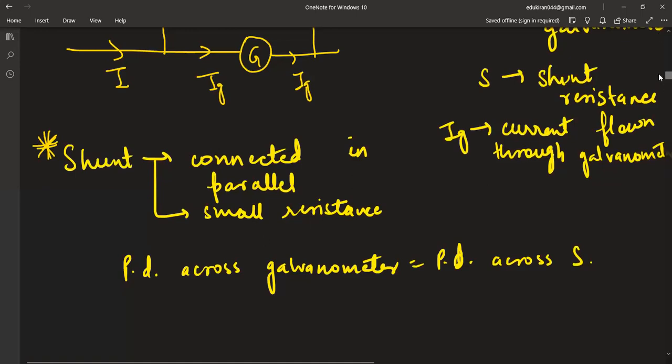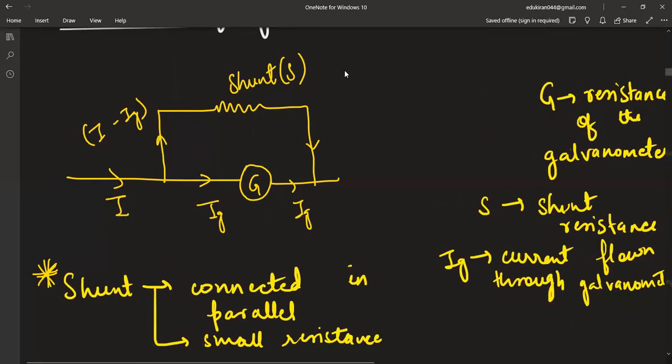Shunt connected in parallel, small resistance. See, potential difference across both these arms. Potential difference across this arm is equal to potential difference across this arm. Why? Because they are connected in parallel, right? So how do we write the potential difference? Use Ohm's law. V is equal to IR. What is the current? Ig. What is the resistance? G. What is the current? I minus Ig. What is the resistance? S.